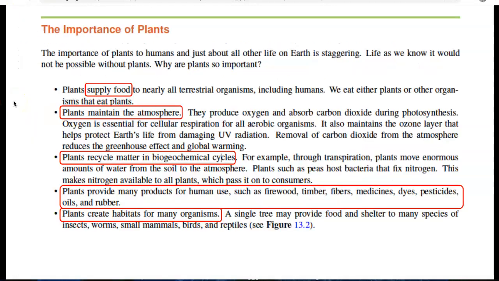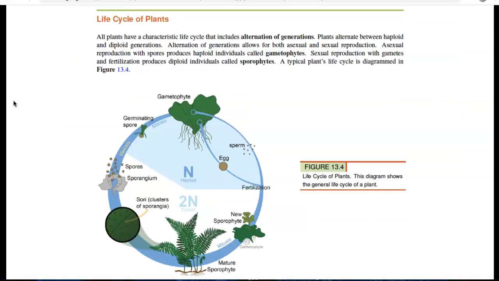Plants are super important to us and the world, and the reasons for that are many. One is that they supply food. Plants also maintain our atmosphere. They recycle matter in biogeochemical cycles, and they provide many products for use: firewood, timber, medicines, dyes, pesticides, oils, and rubber. Plants also create habitats for many different organisms. So plants are super, super important.